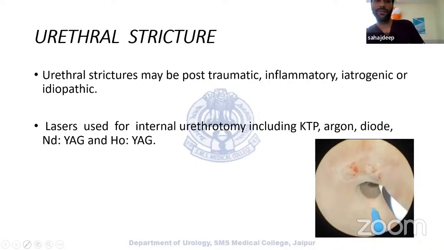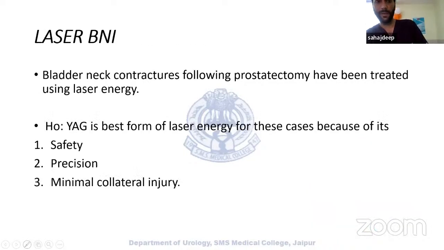Use of laser in urethral stricture. Urethral stricture may be post-traumatic, inflammatory, iatrogenic, or idiopathic. The lasers used for internal urethrotomy include KTP, argon, diode, Nd:YAG, and holmium laser.